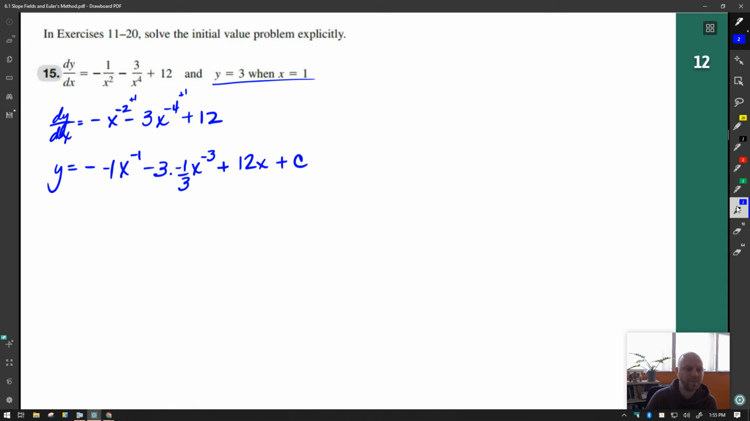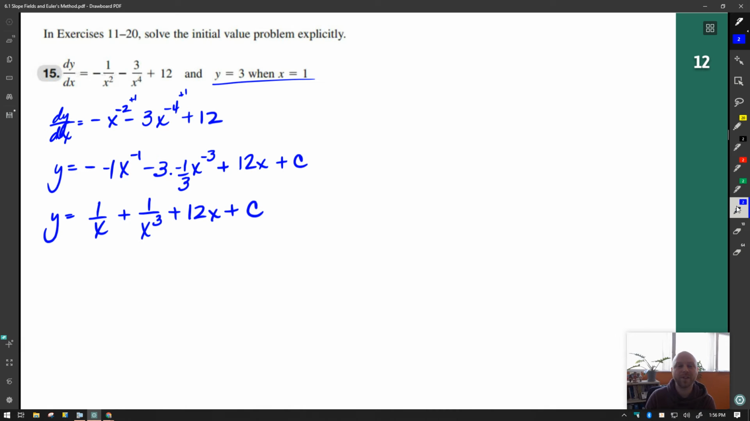All right, so let's simplify this up a little bit. y is equal to negative 1, that's 1. x to the negative first, drop it. So this whole first term is just 1 over x. And then minus 3 times a negative 1/3, that's 1. And then x to the negative third, drop it. So this is plus 1 over x to the third plus 12x plus c.